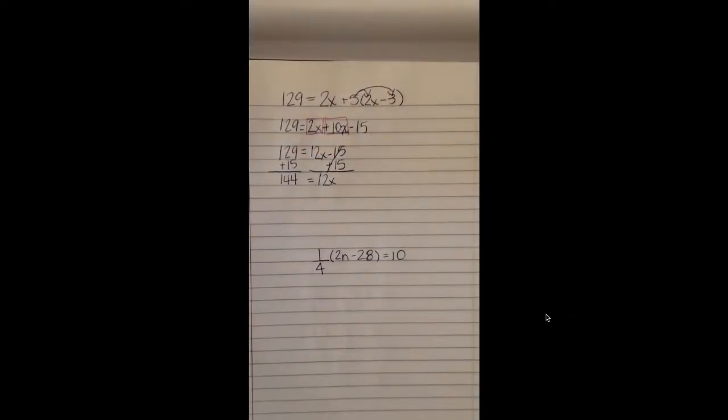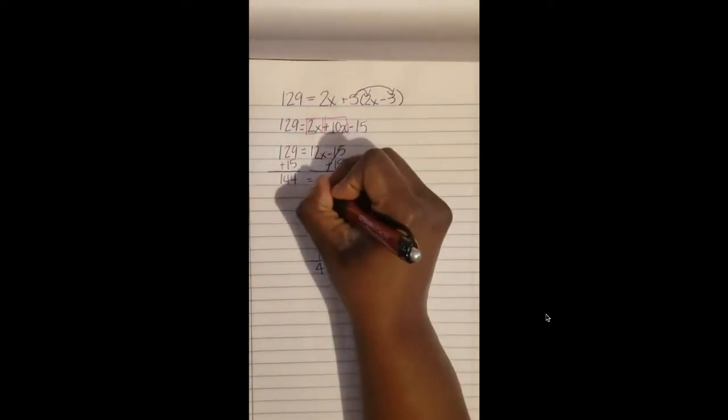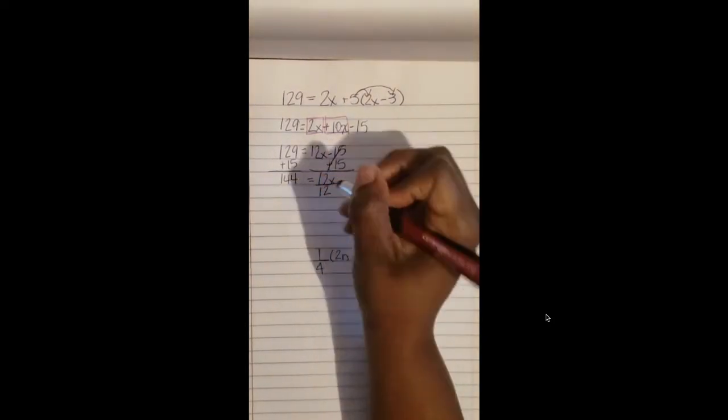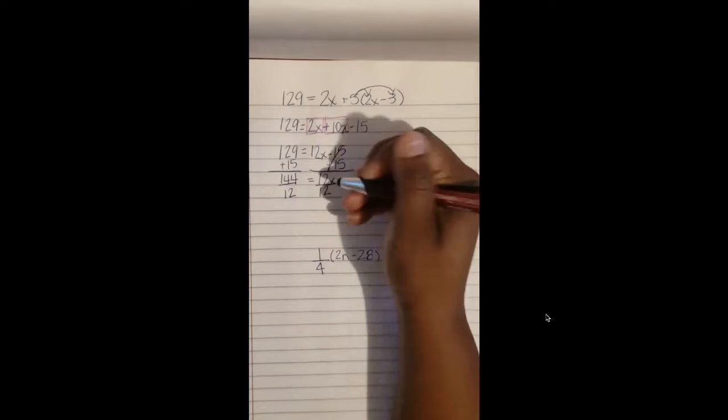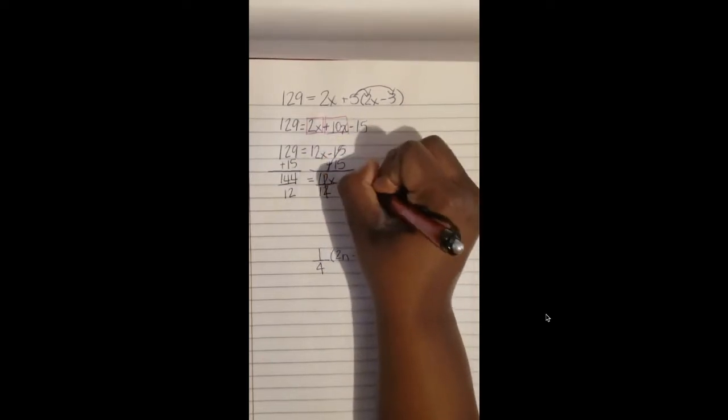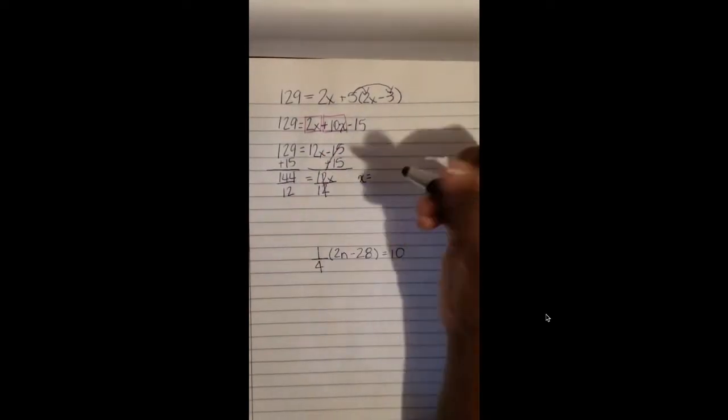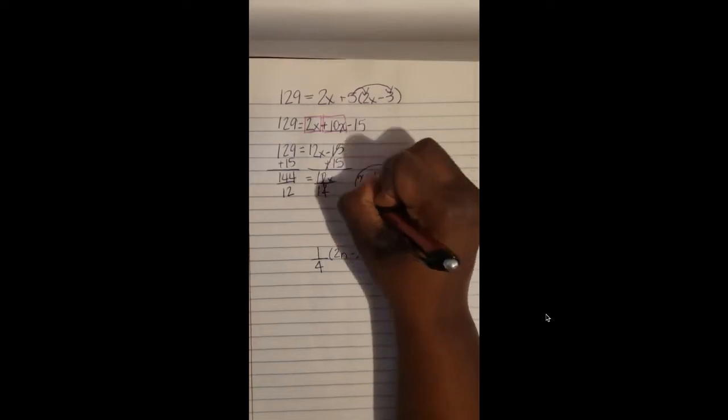Now, I still need to get my variable by itself. It's still connected to the coefficient through multiplication. So to get rid of it, I have to divide. I'm going to divide by that coefficient, which means I'm dividing both sides by 12. So now I'm left with x is equal to 144 divided by 12, which gives me 12.